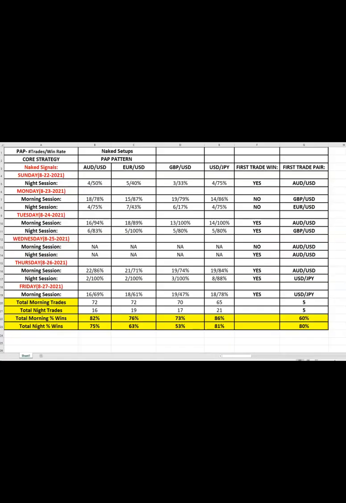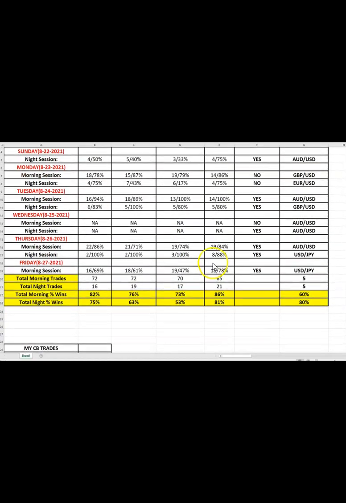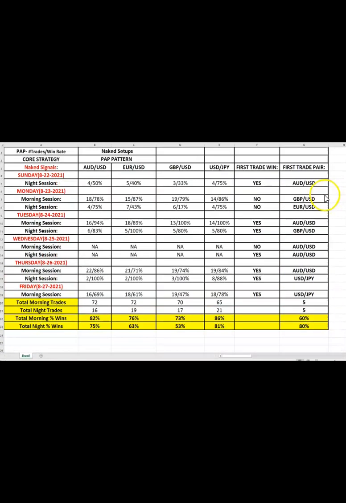All right, so here we are. Here are going to be the stats for this last week in the live chat room. Once again, these are what we call naked stats. Naked stats meaning that we're not using any kind of filtration. We have a total of 5 different patterns. This is just one of them. We call it PAP. PAP is one of our most popular patterns, though we do have 4 other patterns that we trade.